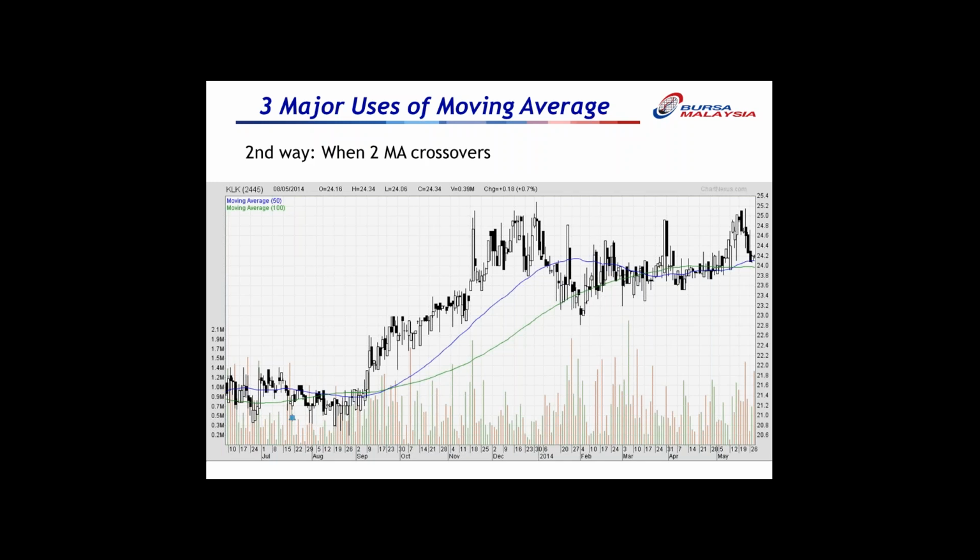In this KLK example, the price is consolidating between 20 ringgit 80 cent and about 22 ringgit, and suddenly it breaks out of that level, and then you see the shorter period moving average cross over the 100 day moving average. Then it just tells you that the trend has changed. It is now an uptrend. So notice how the short-term moving average crossing above the long-term moving average signals the beginning of an uptrend. Alright.